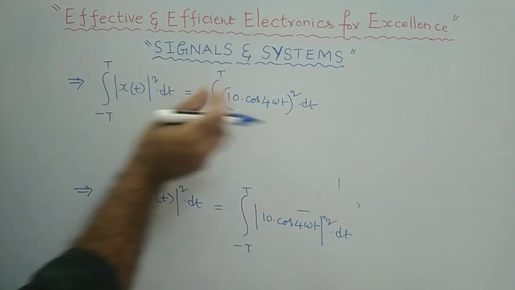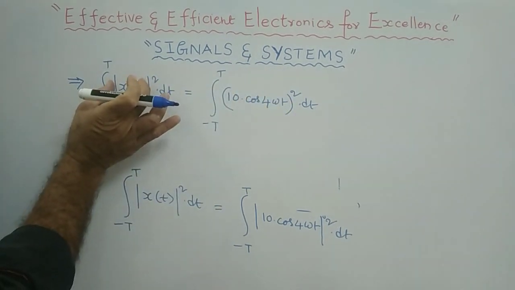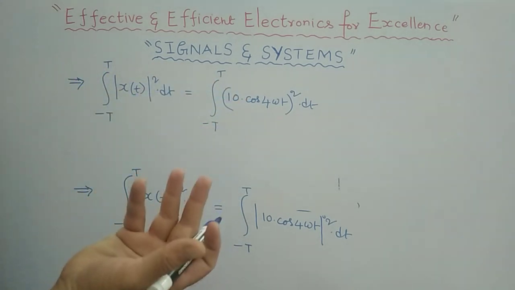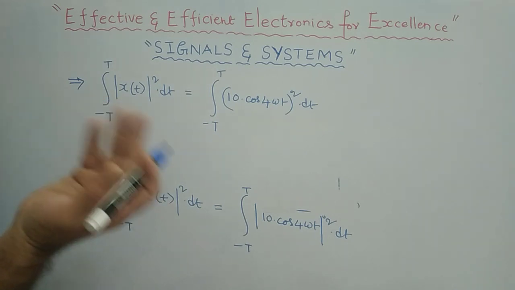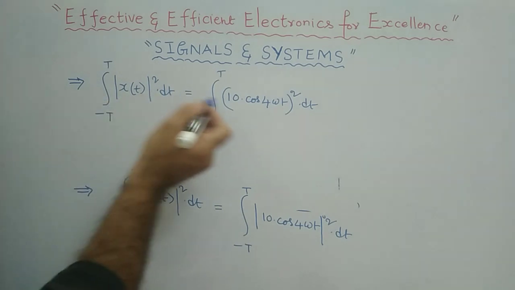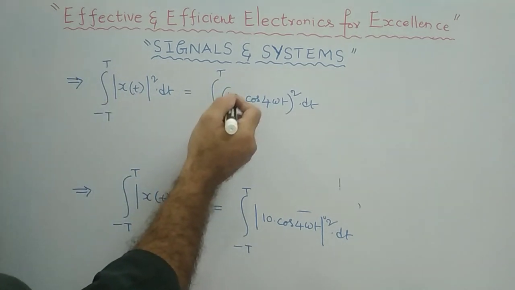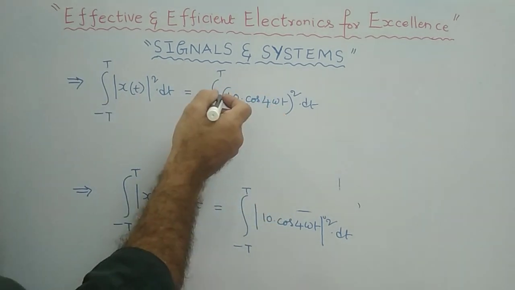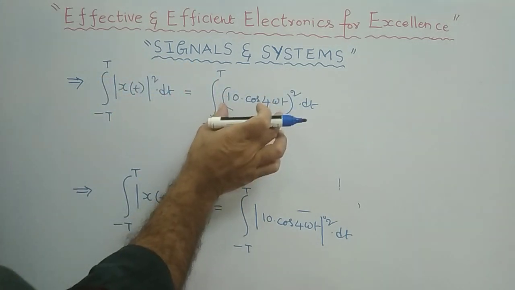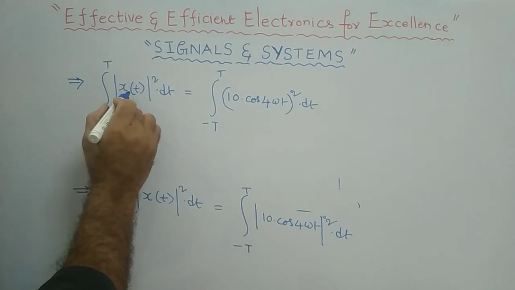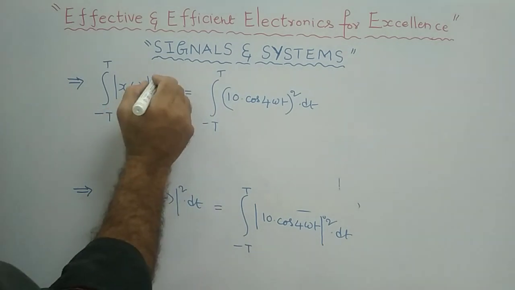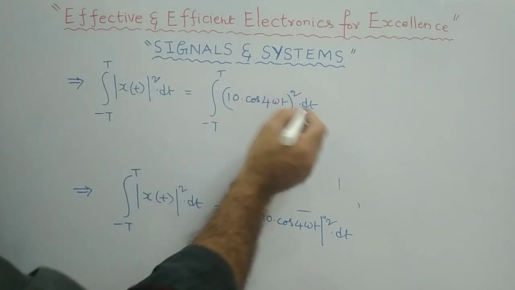You can also write x of t without the magnitude. What is the meaning of magnitude? Whether it is minus or plus, finally you have to consider the positive value only. Here x of t is a positive signal, 10 cos 4 omega t, with no negative part, so it is not required to always write the magnitude symbol. Simply write x of t as 10 cos 4 omega t. Take the square, as per the formula, and dt.